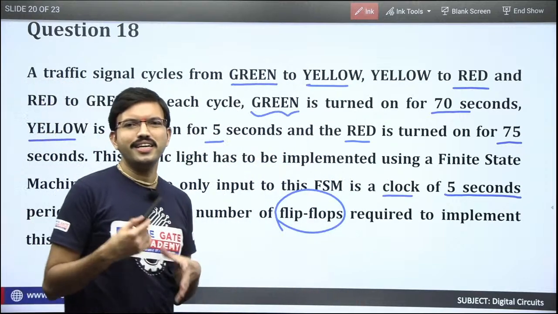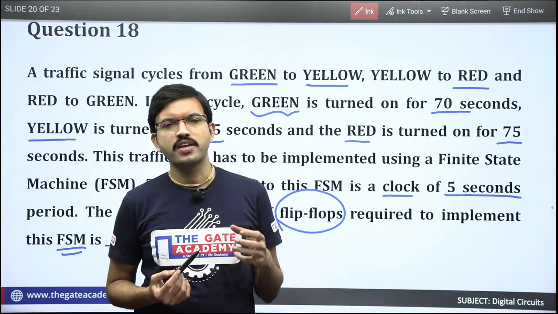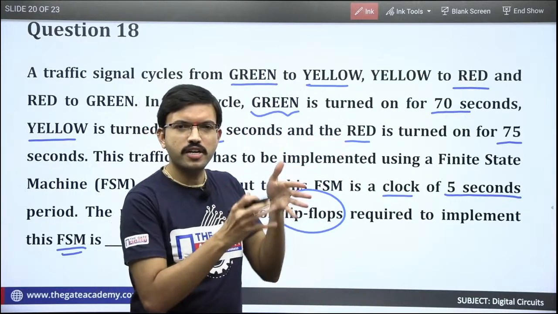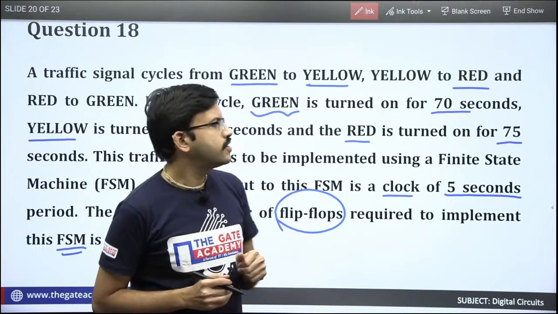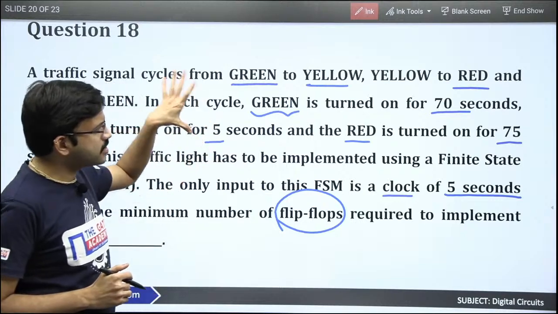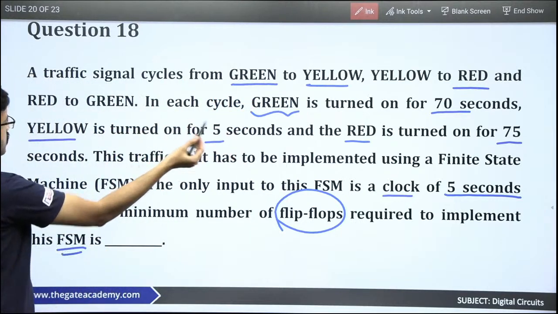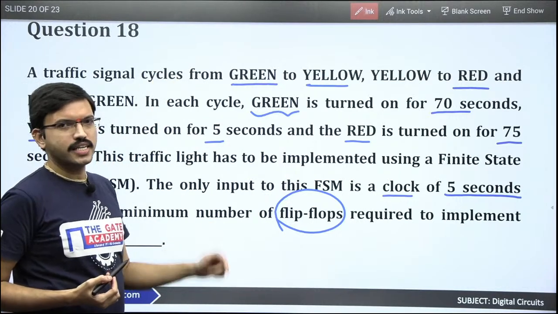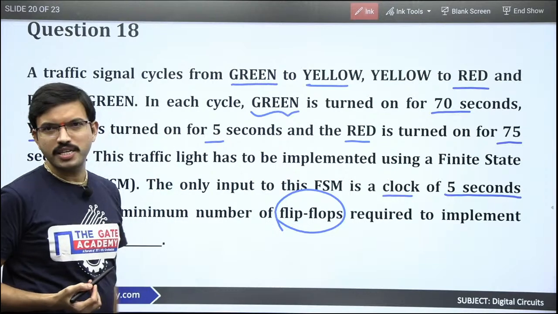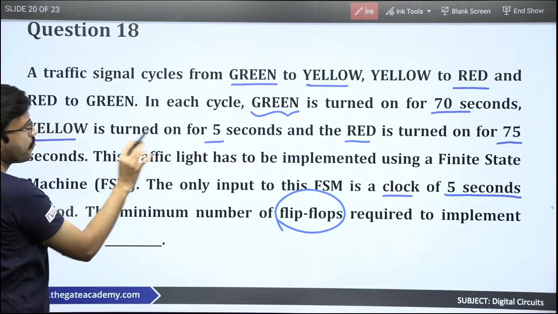See, just recollect the counter concept. What is the counter concept? You are having some number of states, and those states only will get repeated. Here this is the traffic light control system with 3 lights: green, yellow and red. In order to complete one cycle, what is the amount of time required? Here 70 seconds, 5 seconds and 75 seconds.